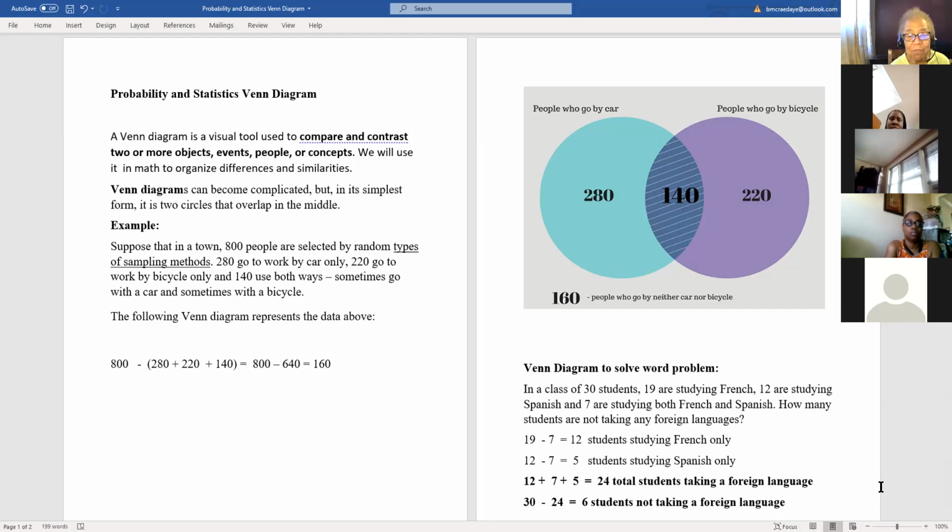Vanessa, hold up, do you have your Venn diagram? Can you hold it up? I can't see it. You have it? Let's see.